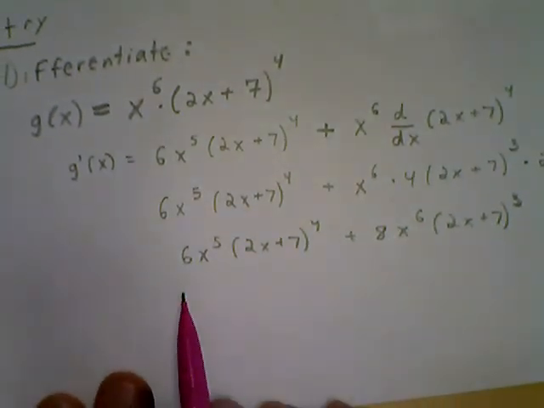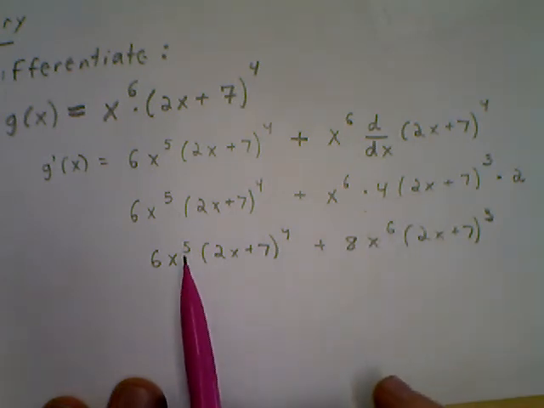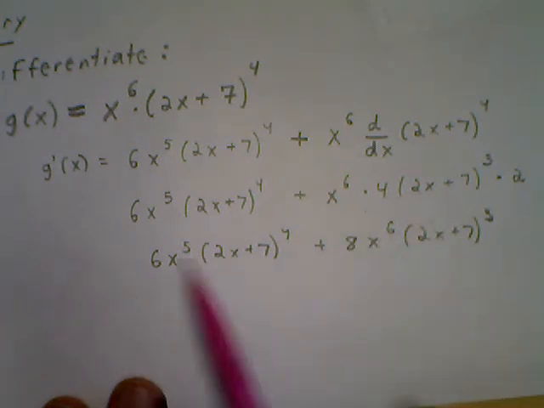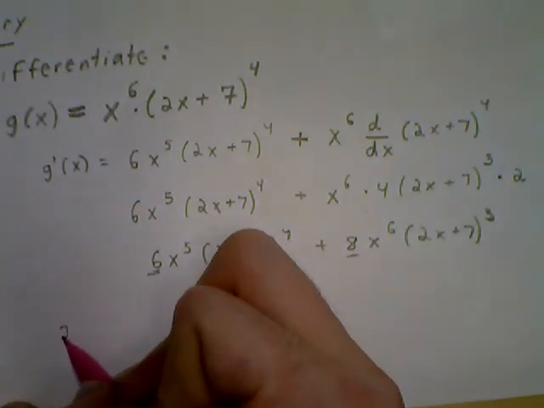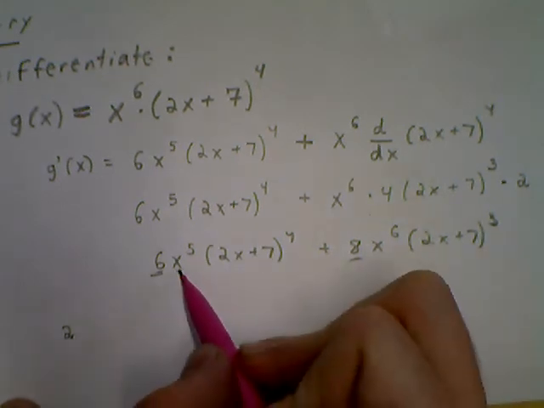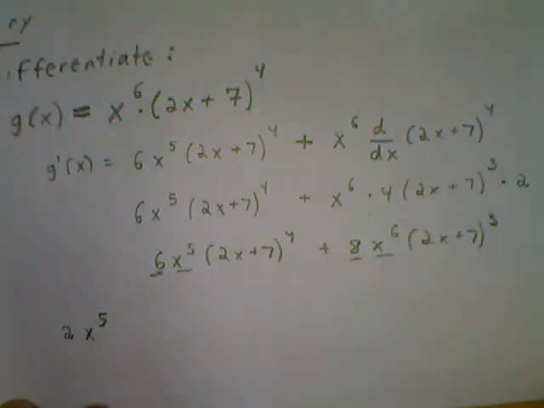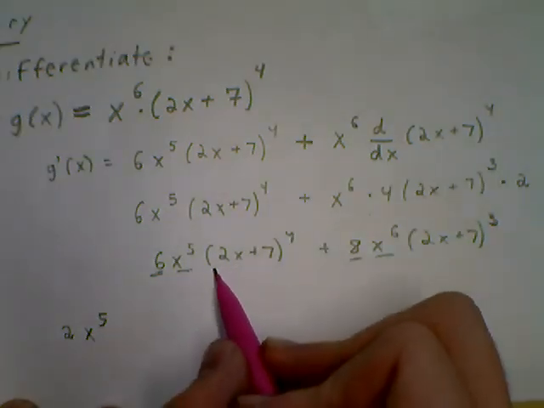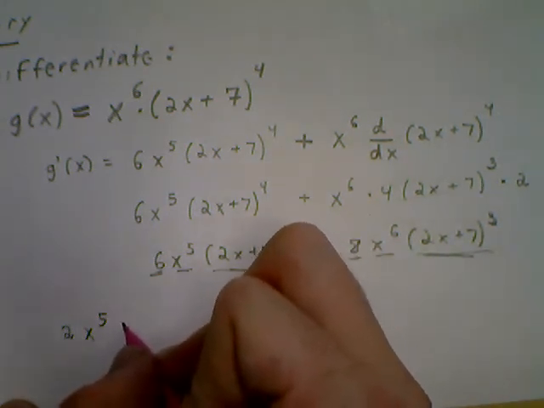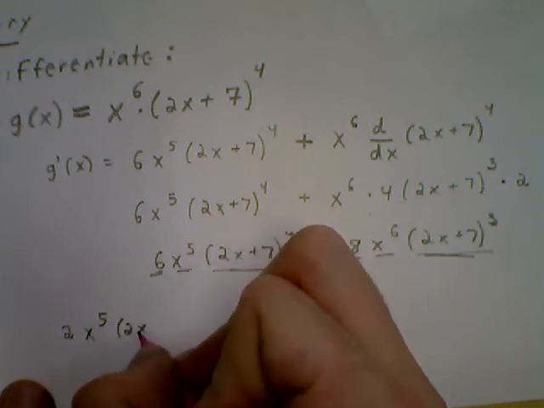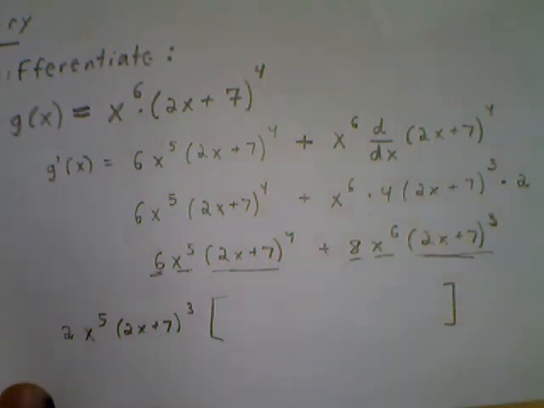Now, I need to simplify this a little bit more, so let's go ahead and factor out the greatest common factor. Between 6 and 8, the GCF is 2. Between x to the 5th and x to the 6th, the GCF is x to the 5th. Between 2x plus 7 to the 4th and 2x plus 7 to the 3rd, the GCF is the quantity 2x plus 7 to the 3rd. I've taken care of each term.